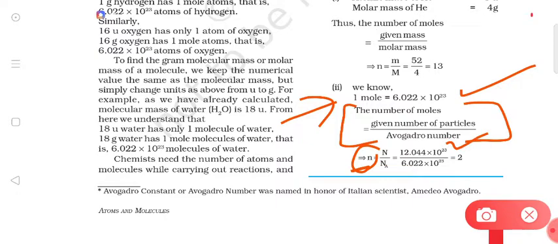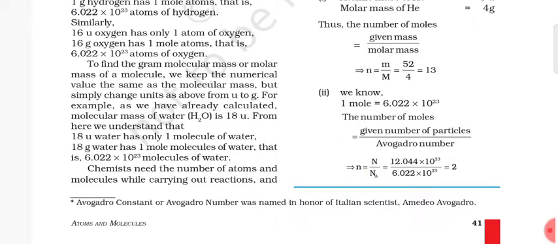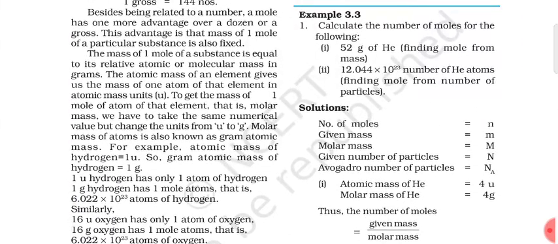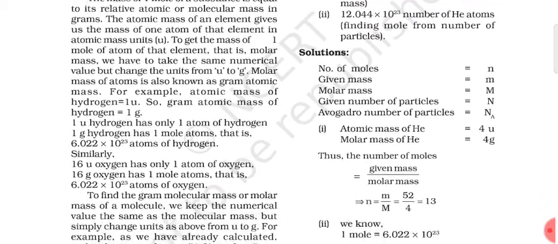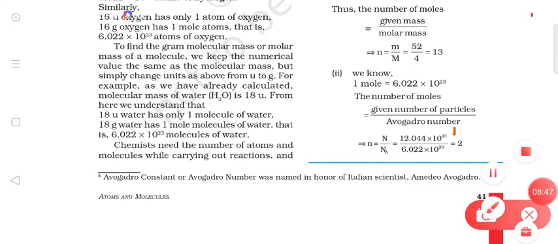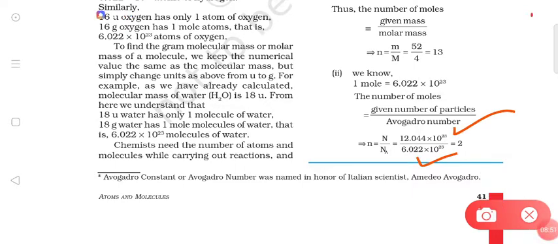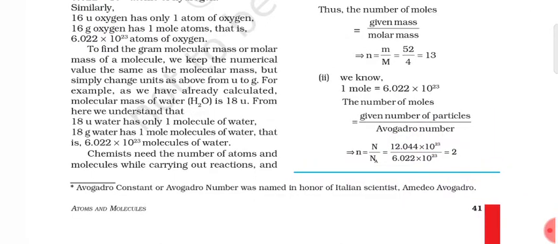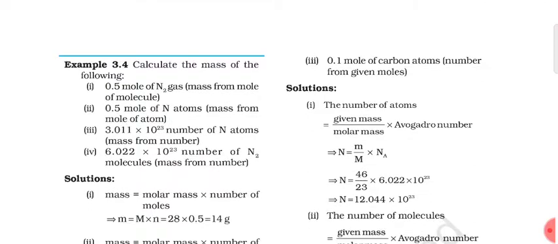We will put this number. This is the number of atoms as given here, 12.044 × 10^23 helium atoms. We will divide this total number of atoms by the number of atoms in 1 mole, and finally it will come to 2. So we know that if this much number of atoms is given, that means there are 2 moles of helium gas or helium atoms.